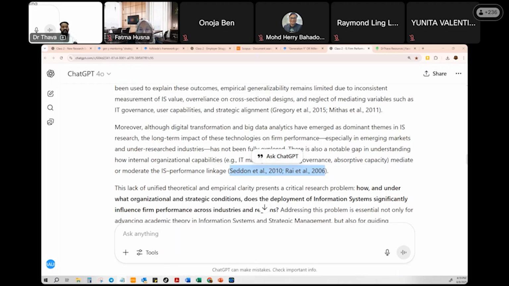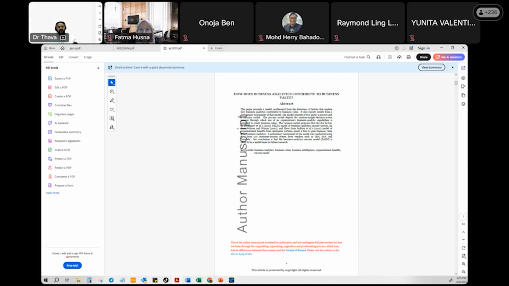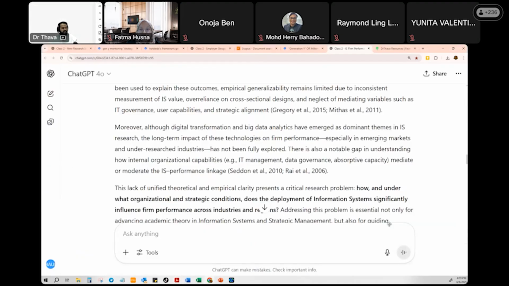I want to check whether it's really the case or not, because they say notable gap. This is a very strong word, a notable gap. So now I go back to the papers. These are the two papers: Sedon et al. and Rai et al. It's very old, but it's okay. We're doing a factual check now.